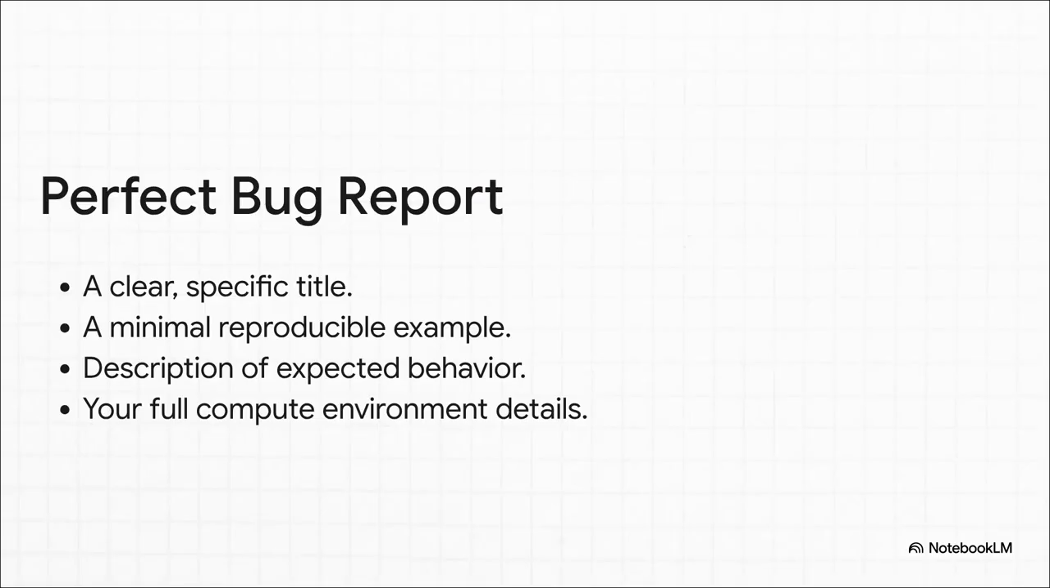So let's put it all together. The perfect bug report has these 4 key ingredients. We've already covered the title and that minimal reproducible example. But you also need to state what you expected to happen. This gives people vital context. And finally, and this is a big one, you have to provide your full compute environment.